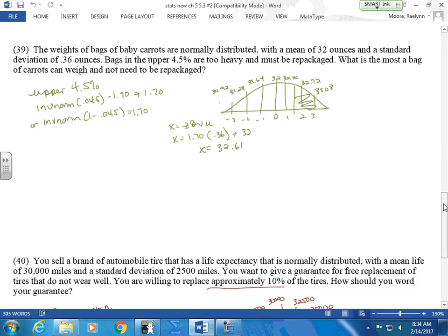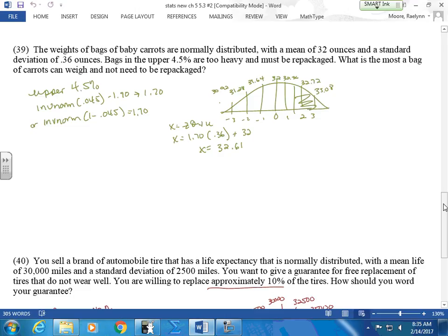The weights of bags of carrots are normally distributed. Good, we could use our curve. The mean of 32 ounces and a standard deviation of 0.36 ounces. That standard deviation should be small, right? Because if you think about it, if you're going to buy one of those little bags of carrots, you don't want that standard deviation. Well, me as the manufacturer or the producer, I don't want a large standard deviation because I'm going to either lose money if I'm giving them too many carrots, or my consumers are losing money if they're not getting enough carrots, right? So you want that standard deviation to be small.